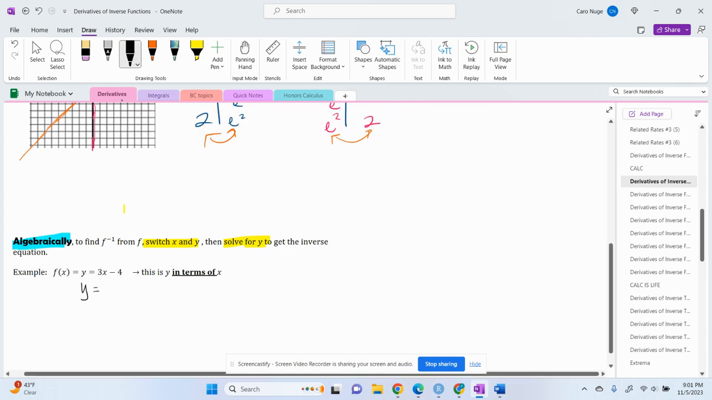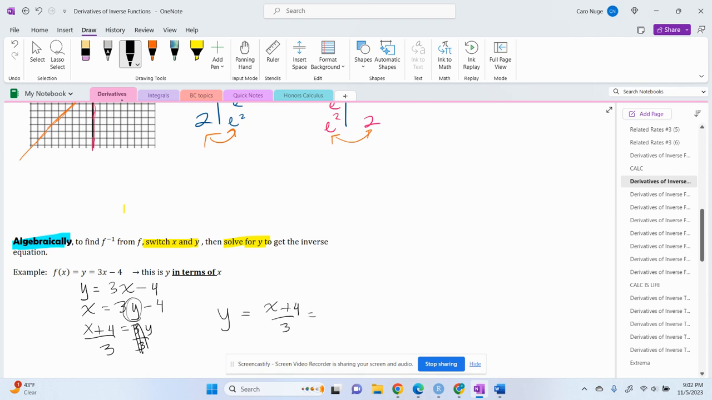So you have y equals 3x minus 4, a linear function. We're going to swap the locations of x and y. So x equals 3y minus 4. And then you just want to solve for y. So let's add 4 to each side. So x plus 4 equals 3y. And divide by 3. y equals (x plus 4) over 3, or you can do 1/3 x plus 4/3. That is your inverse function. So you could label it as f to the negative 1 of x.